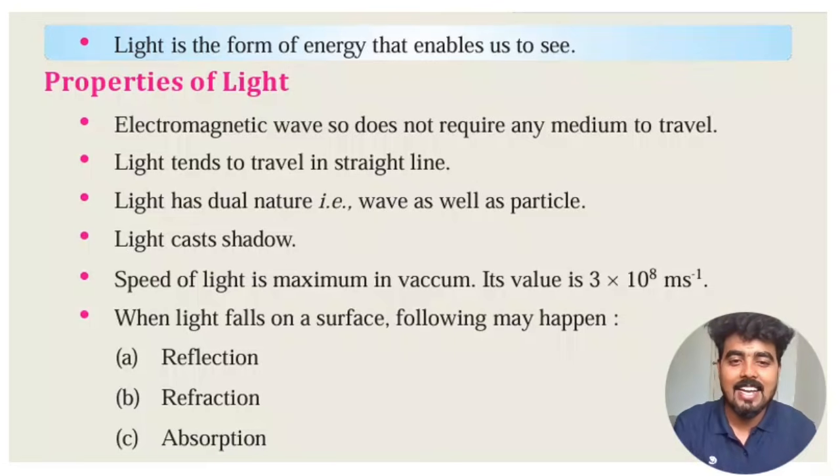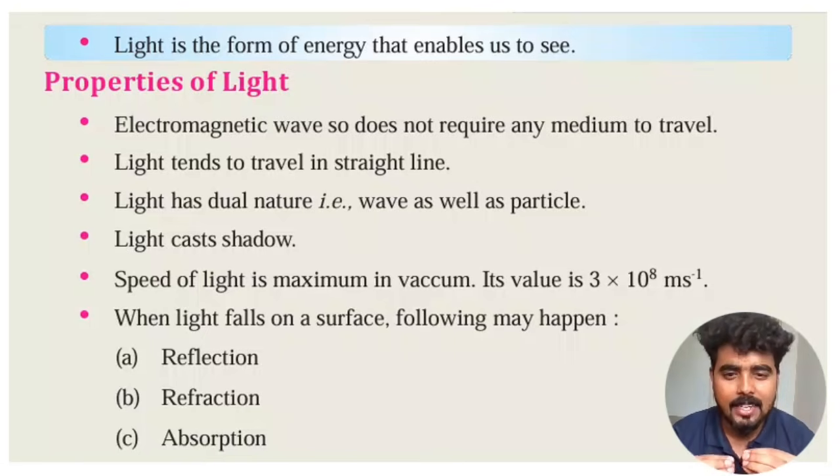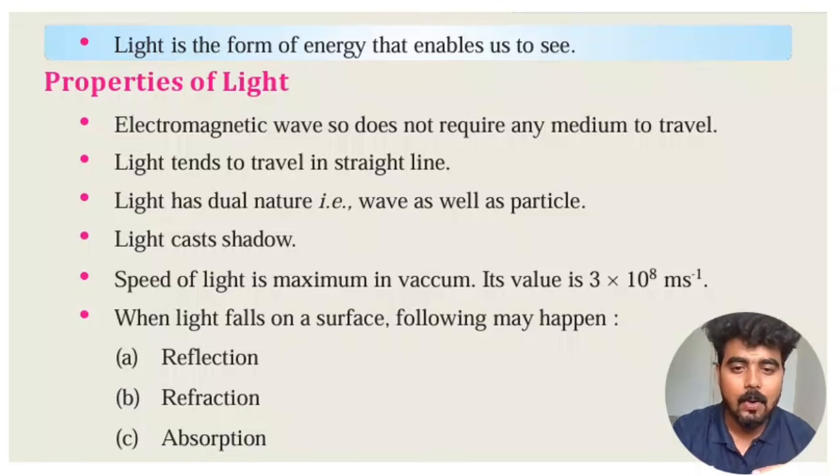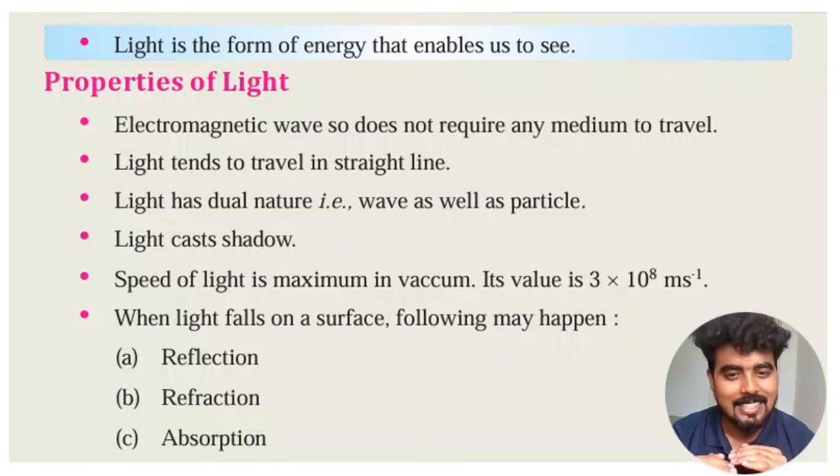First, let us understand what light actually is and look at its core properties. Light is a form of energy that enables us to see the world around us. It is an electromagnetic wave, which means it does not require any material medium to travel. Light always tends to travel in a straight line path. It also has a dual nature. It means it exhibits the property of both waves and particles.